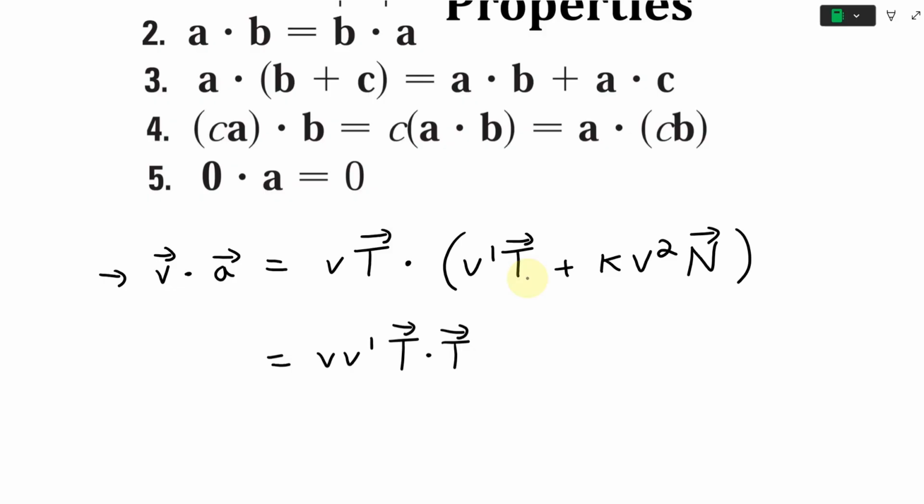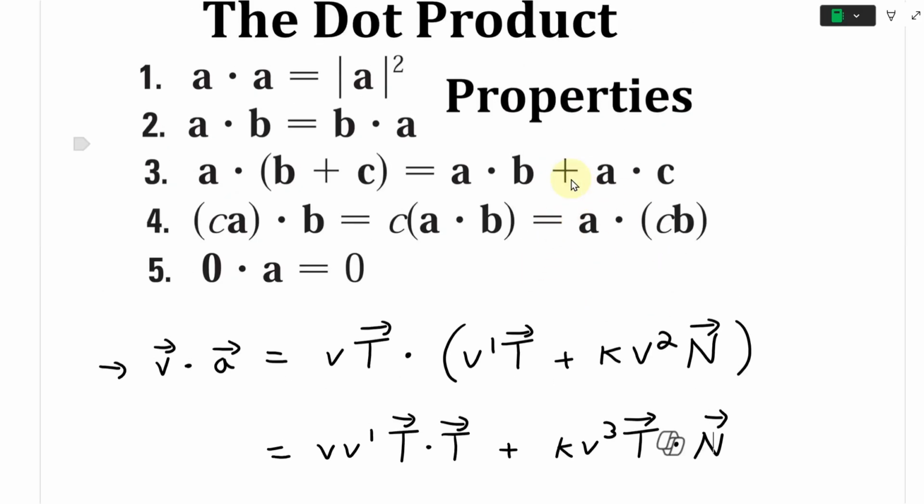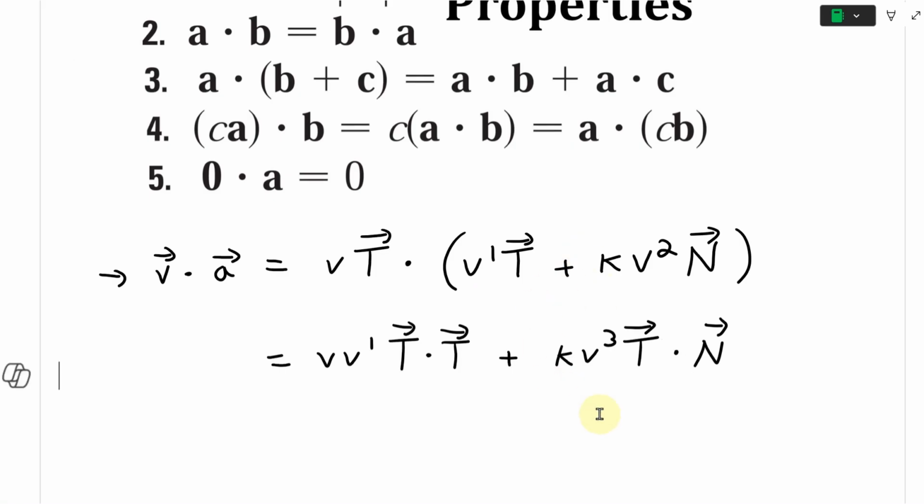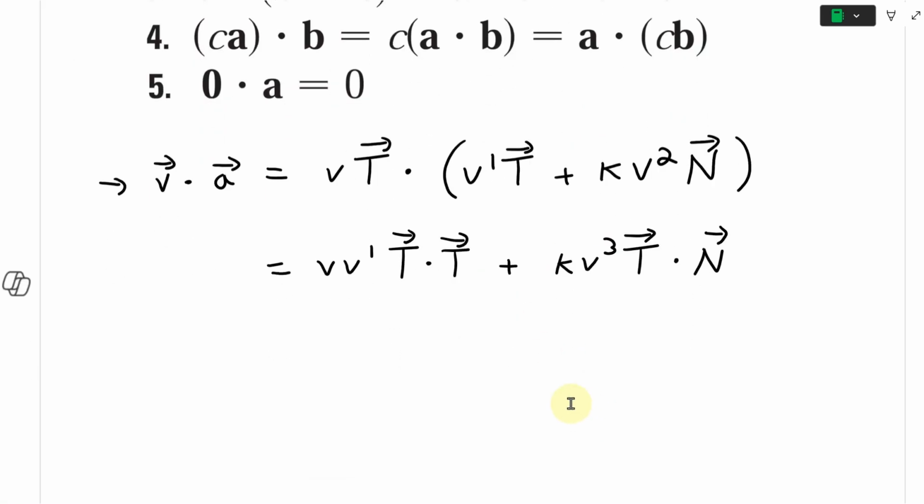And then plus, next, we have the v inside there, so we're going to get kappa v cubed. Then this one is going to be the unit tangent vector dotted with the unit normal vector. Again, just using this property there, and then the scalars you just get all out of that. So that's what we have.